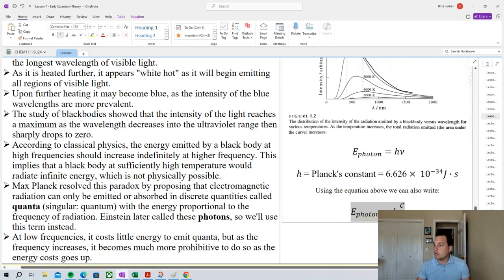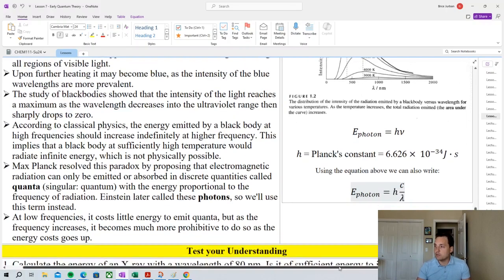All right. We can also write the equation as the energy of the photon is equal to Planck's constant times the speed of light divided by the wavelength of the light. So here we're just making use of that equation from up above.